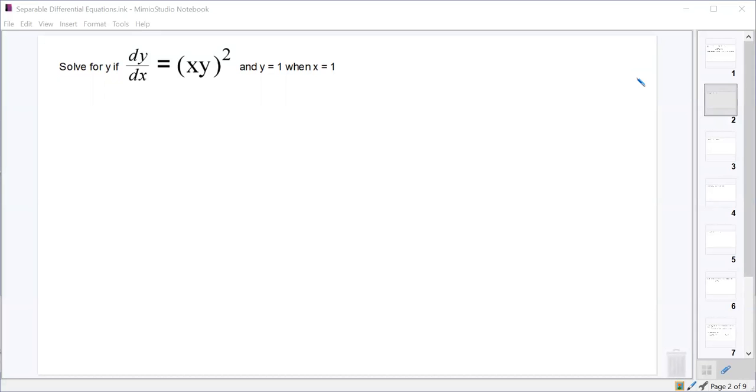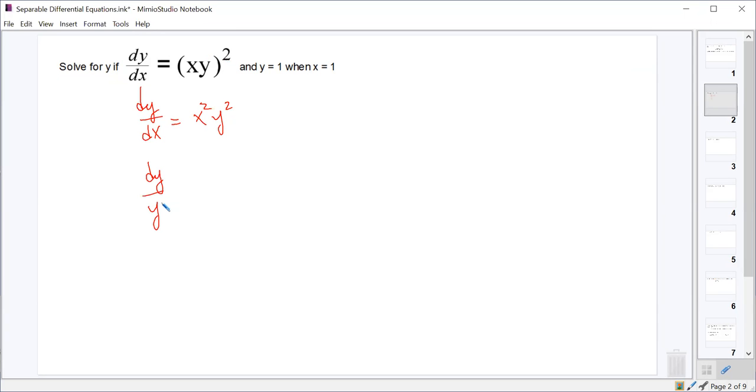All right, so as we talked about a little bit yesterday, a separable differential equation is just one where you have a function in terms of x and a function in terms of y on the right-hand side after a dy dx. So all you need to do is separate the variables. In order to do that, first thing for this one is to just distribute that squared to both the x and the y.